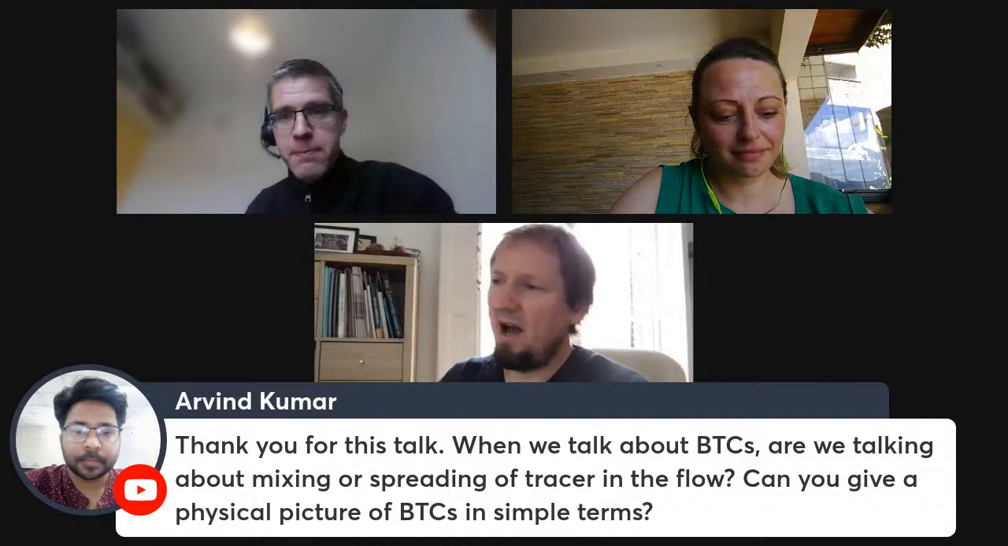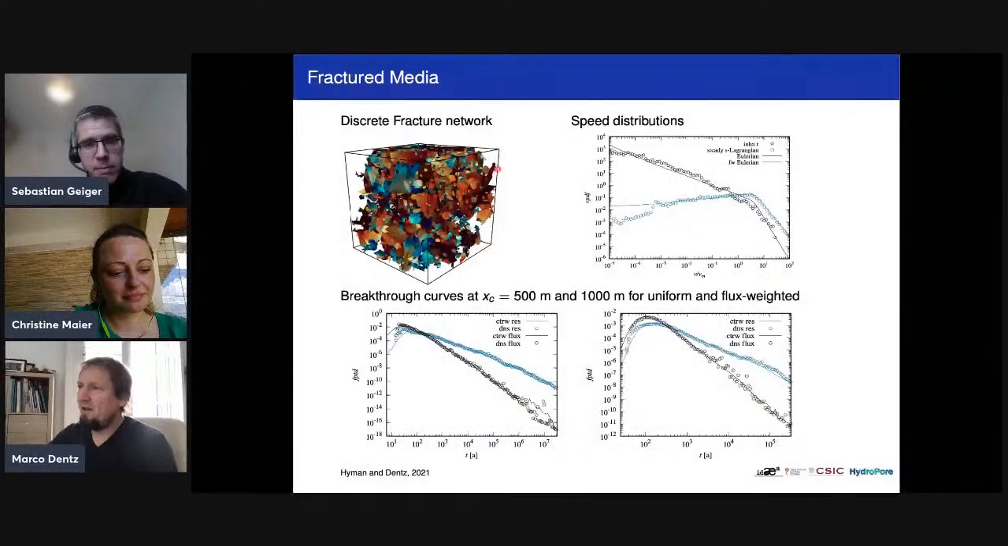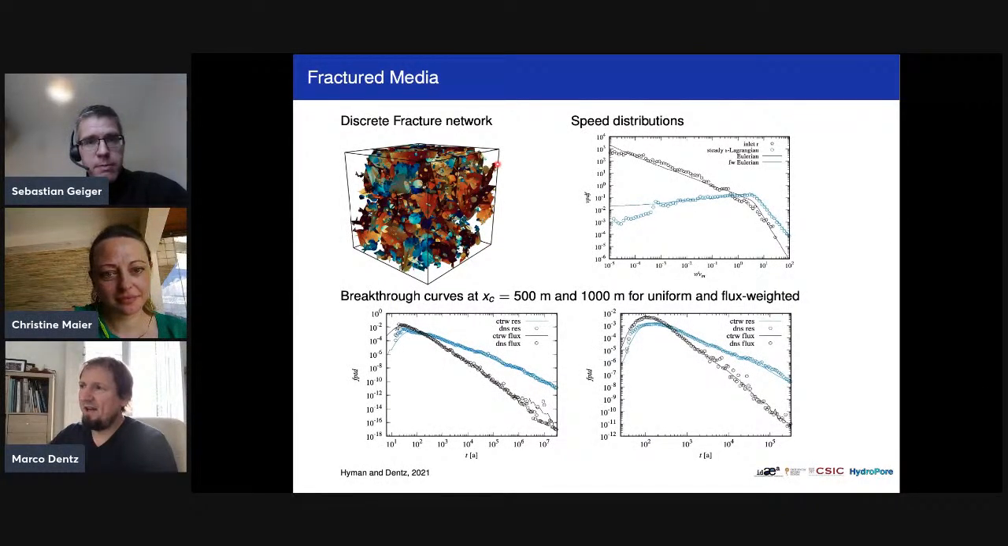Yeah, so here I'm really talking about spreading. We are not talking about mixing. So we considered here purely advective transport. And for example, when we look at the discrete fraction network, we were injecting particles along an inlet plane, and then we recorded when particles arrive at a control plane within the medium or at a control plane at the outlet. So this is quantifying purely spreading of the plume.